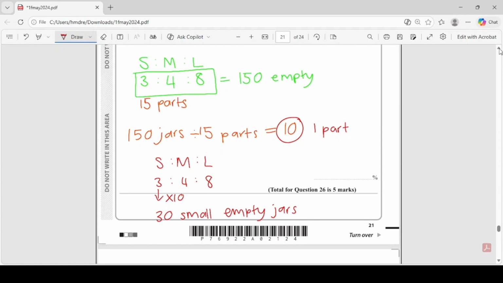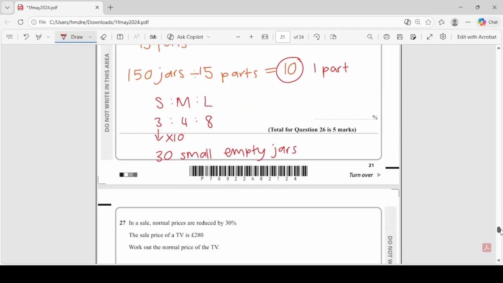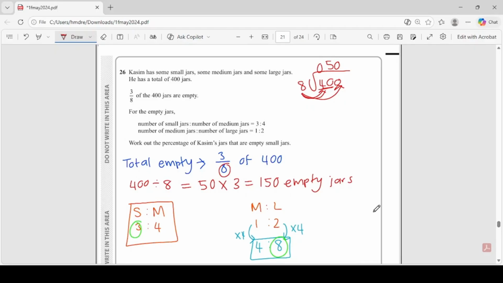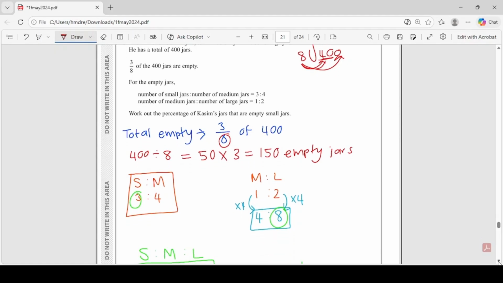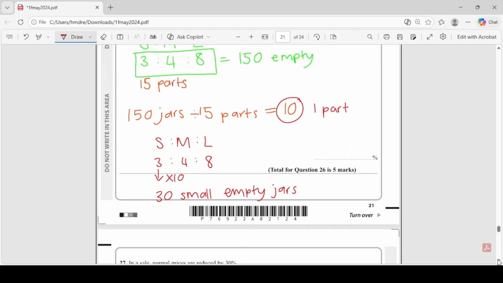Okay, and then I think we're still not finished actually, because this is a long question. So I don't have any small space there, but we'll get some more space now. Look at the percentage of these jars that are empty small jars. Okay, so we have 30 small empty jars. Now we've just got to work out, this is out of the total of 400. So 30 small empty jars out of the total of 400.